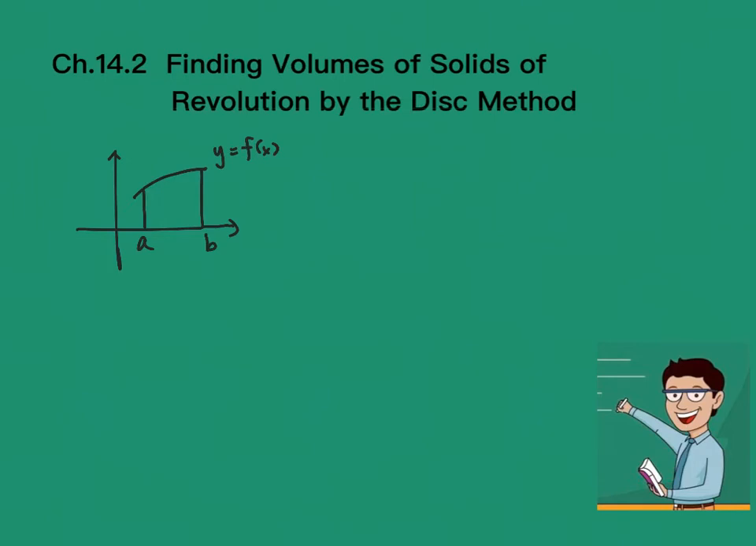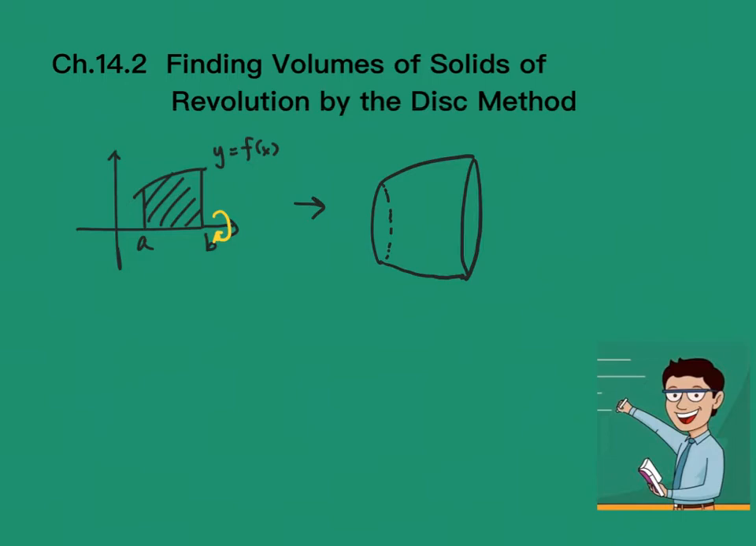Let's consider this curve y equals f(x) within the range a to b. Now you can see I have highlighted the area under the curve, and now we want to revolve this plane figure about the x-axis to form a 3D figure. Just imagine the figure that you can form. And please note that the revolution is a complete revolution.